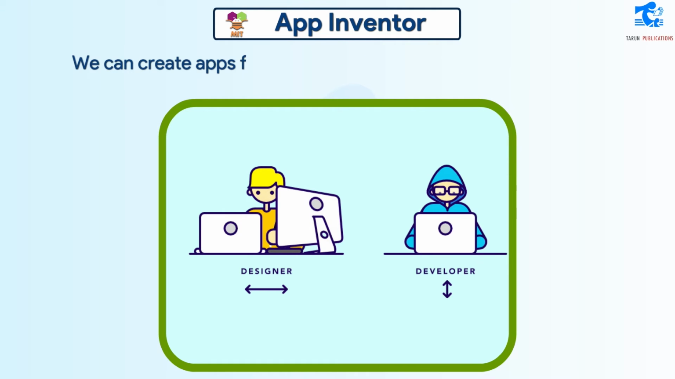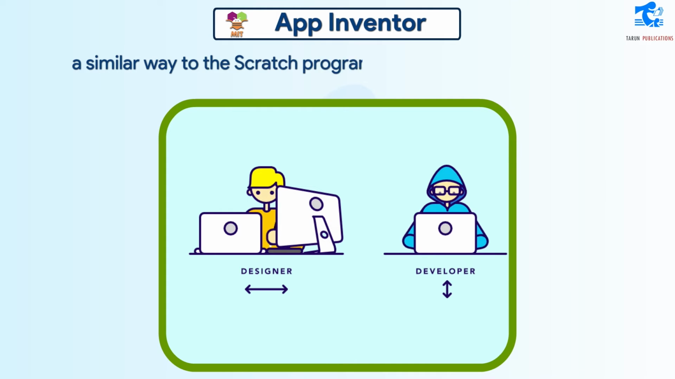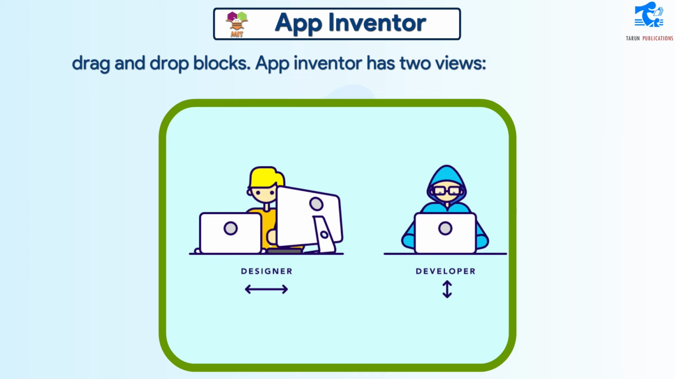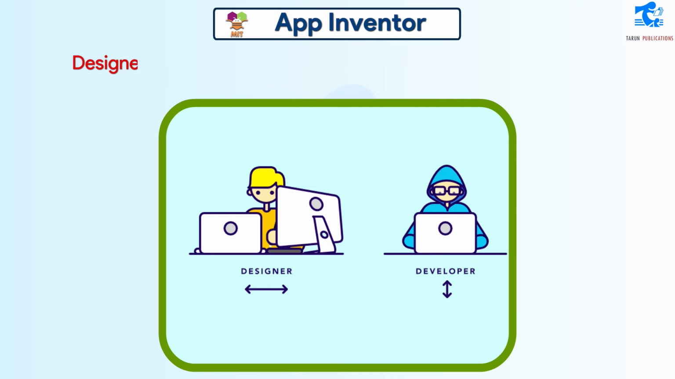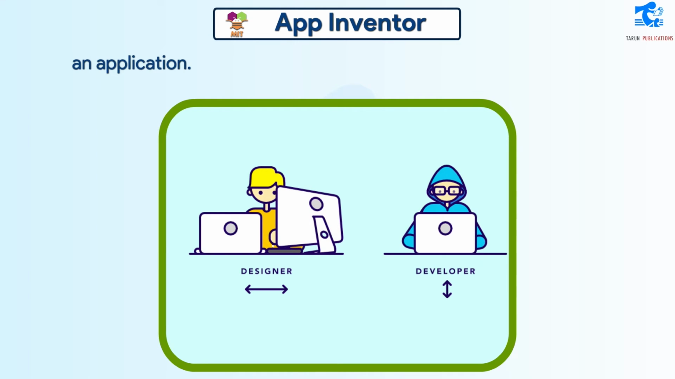We can create apps for smartphones using App Inventor. It works in a similar way to the Scratch programming language in which we drag and drop blocks. App Inventor has two views. Designer view contains all the components required to design an application. Block editor view is the place where we combine blocks to execute an application.